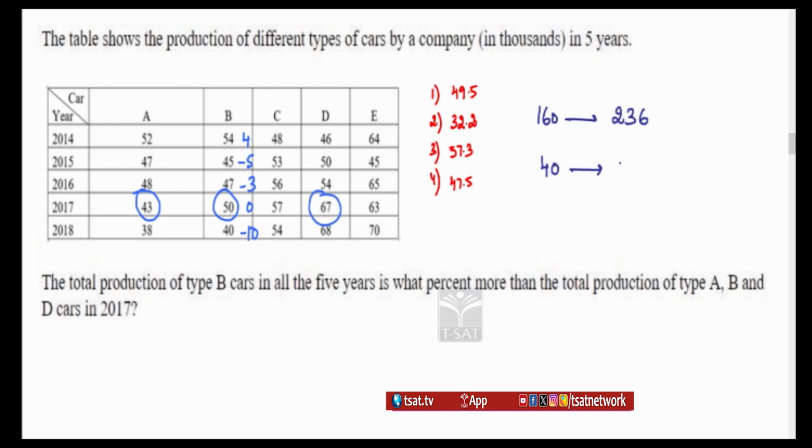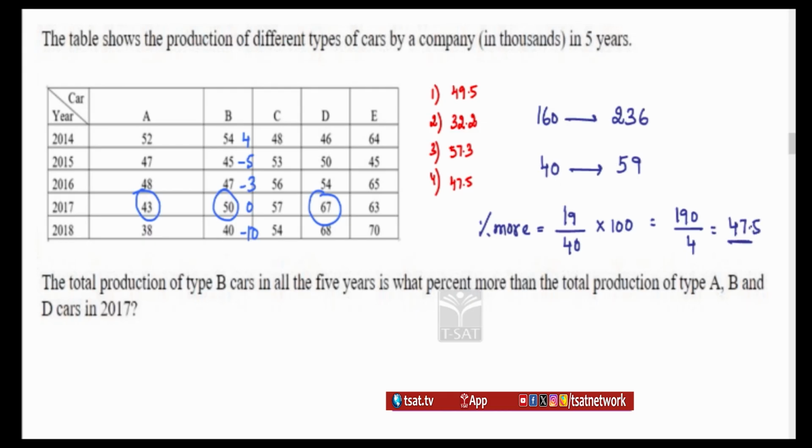See, 4 5s are, 4 9s are. Therefore, percentage increase or percentage more. How much more it is? 19 more upon 40 into 100. You can say 190 by 4, that is 47.5.